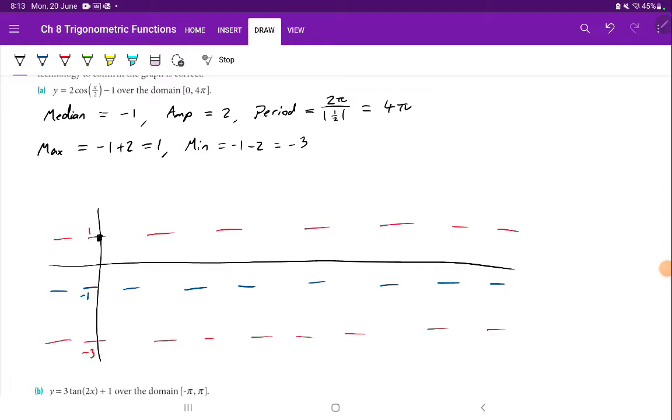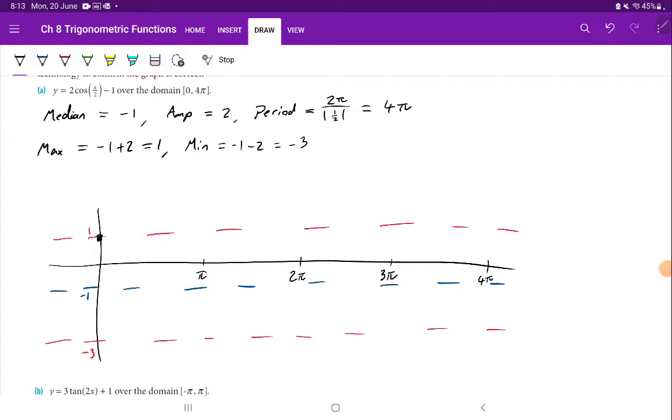Now we need to set in our x-axis. So 4 pi is our repeating, and it's also how far we're going to be drawing. So 4 pi is going to be over here. Halfway between is going to be 2 pi. Halfway between again is going to be just pi. Halfway between 2 pi and 4 pi, guess what? It's 3 pi, because we're counting in pi's.